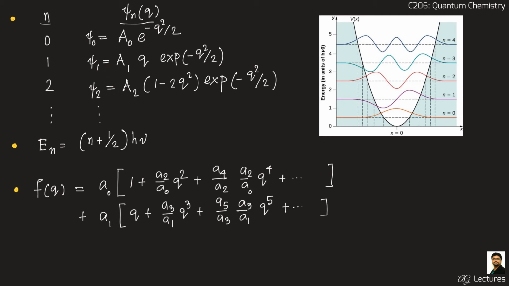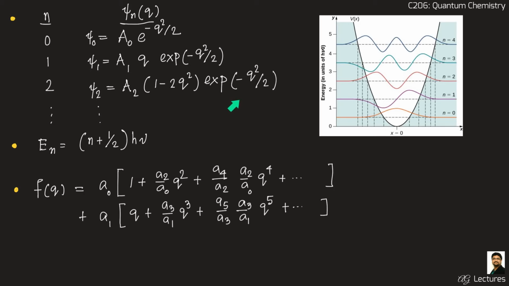Later we'll see what A0, A1, and A2 should look like. But first we will check what the functional form is that we get. So the first thing that we see is that the asymptotic part is there for each and every wave function. That's constant. That's fine.